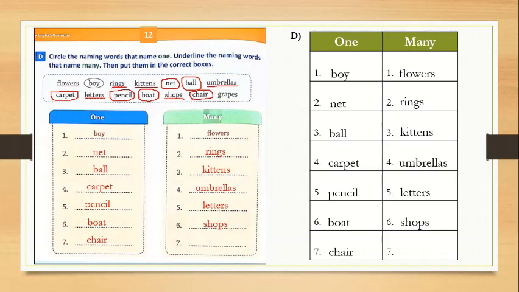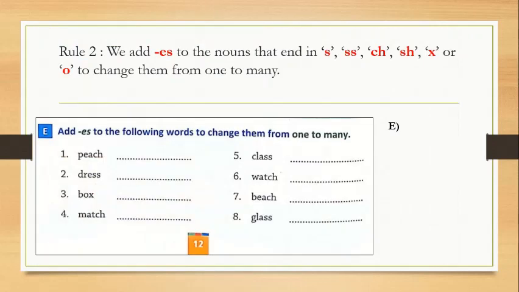And the last word is grapes. Grapes is a naming word for many. So we underline it and we put it under many. Okay, now let's move on to the next exercise on the same page, page number 12. Now this we need to solve using rule number 2.